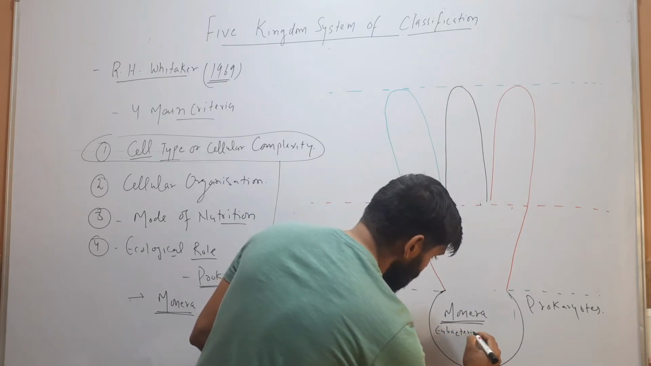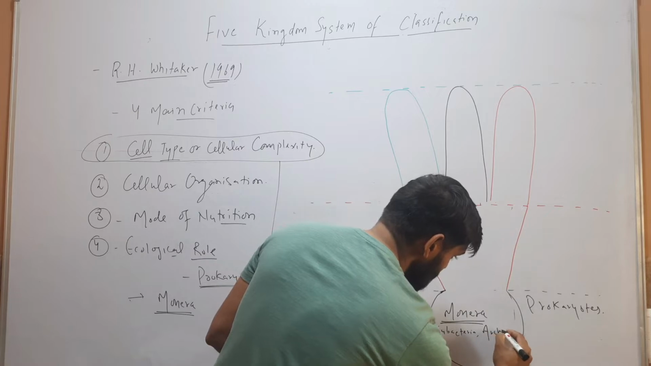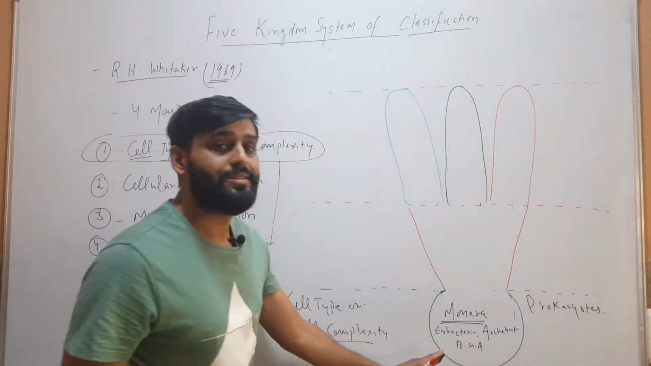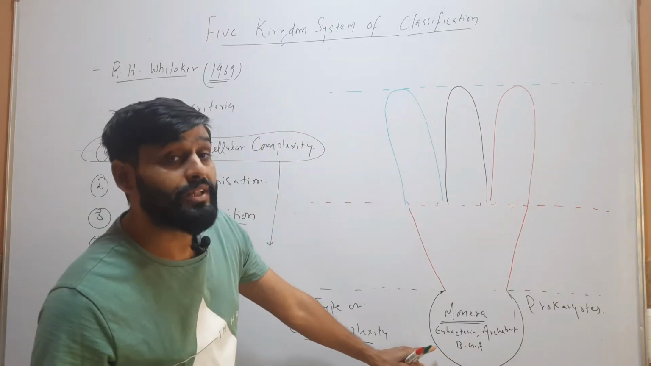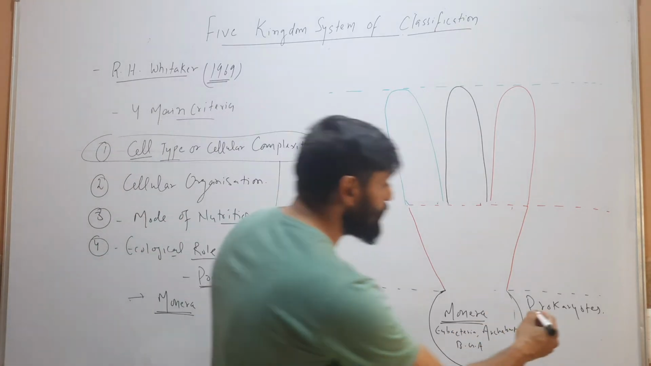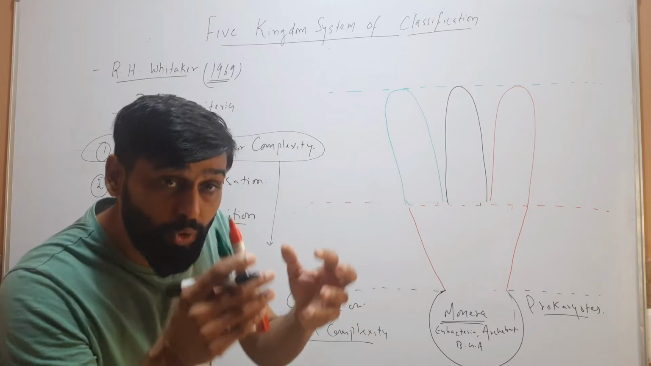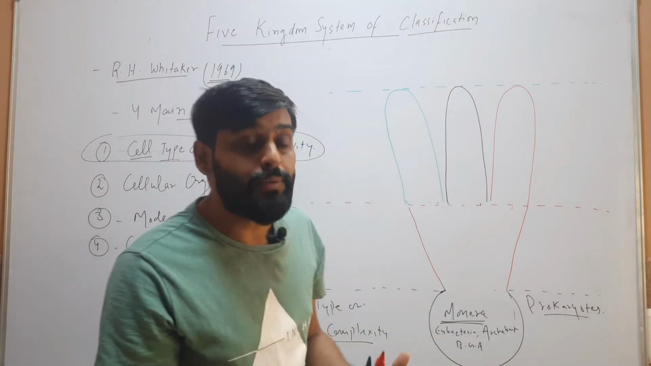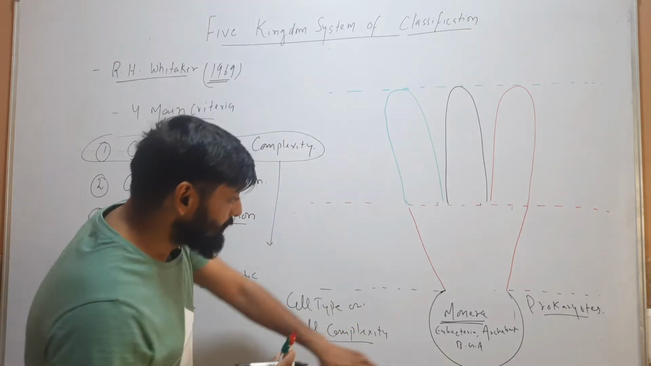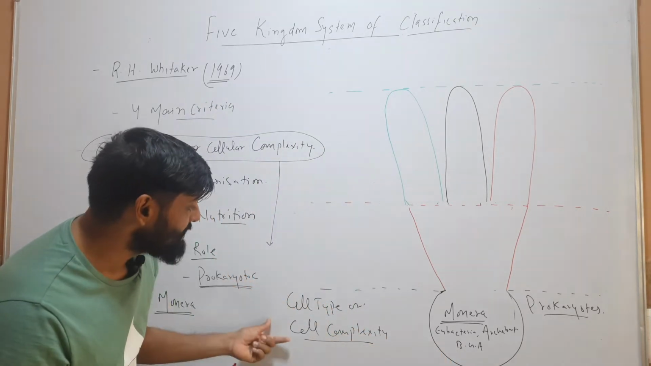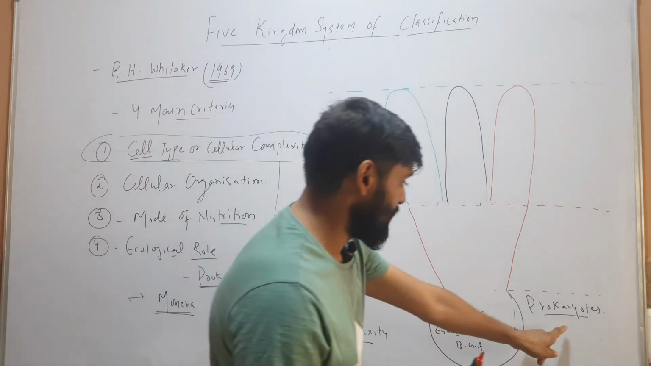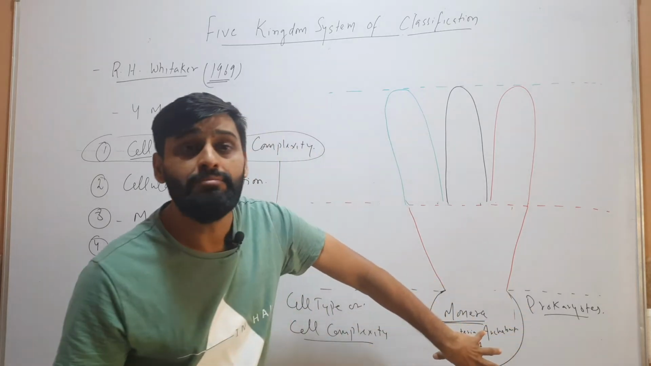So monera include eubacteria, archaebacteria, and blue-green algae. All these organisms do not have a true nucleus. So that's why they are called prokaryotes. So all prokaryotes, on the basis of their prokaryotic nature, on the basis of absence of nucleus, were kept in a kingdom that is called monera. So this kingdom was made by cell complexity or cell type. And which type of cell is there? Prokaryotic cell. So all the prokaryotic organisms were kept in kingdom monera.